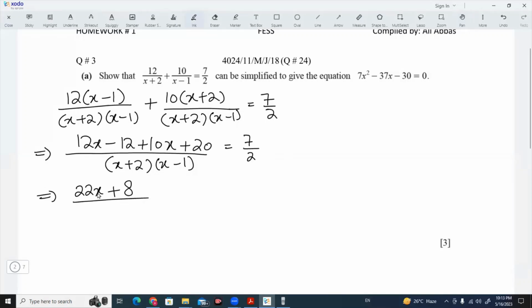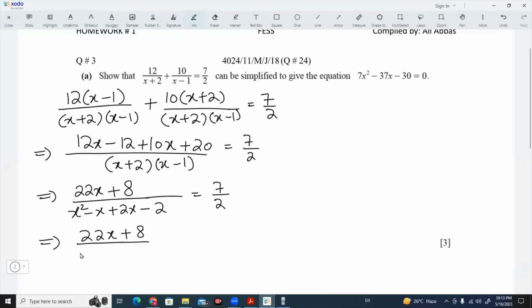Divided by, we have to multiply the terms in the denominator. So x times x is x squared. X times minus 1 is minus x. Plus 2 times x is plus 2x. And plus 2 times minus 1 is minus 2 equals to 7 over 2. So simplify the terms in the denominator and then we can cross multiply.